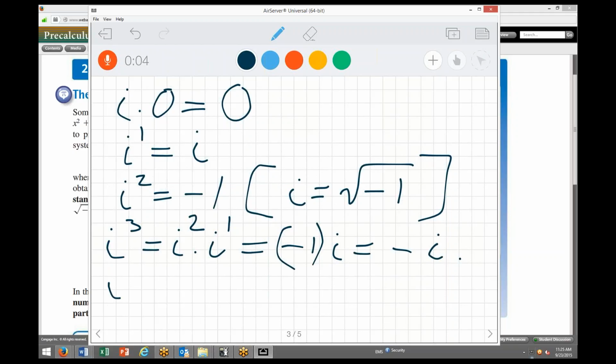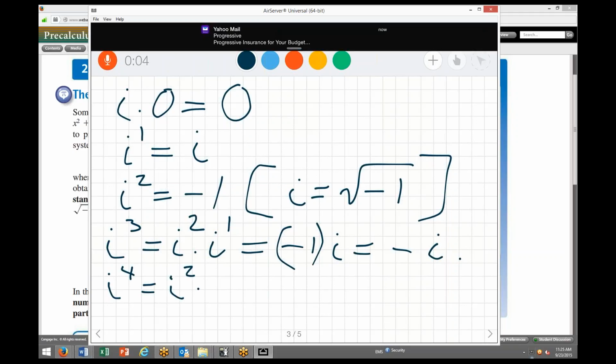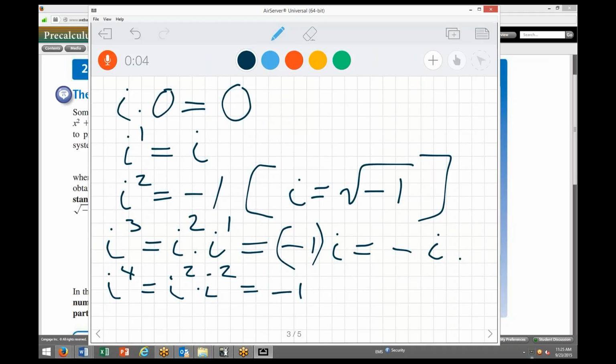What about i to the fourth? Well, i to the fourth, using the rules of exponents again, is just i squared times i squared, because 2 plus 2 equals 4. So i squared, we already know, is negative 1. And so negative 1 times itself, of course, we know what that is. It's 1. So i to the fourth power actually equals the simple number 1.